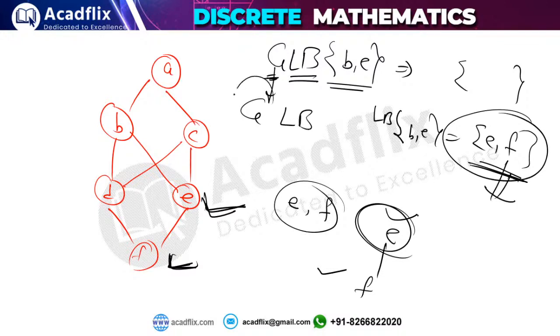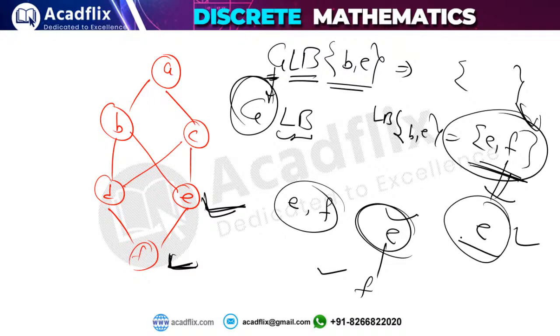Remember, greatest lower bound means greatest of the lower bound. This is your lower bound, and in it you need to find the greatest element, and that greatest element will be E. Is it clear now?